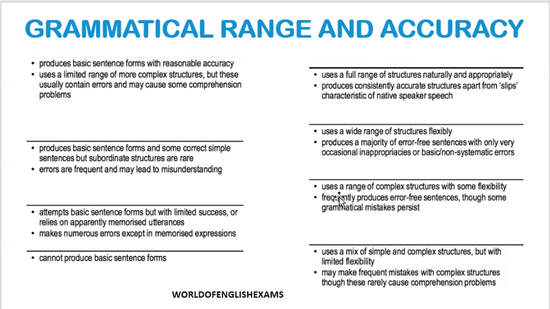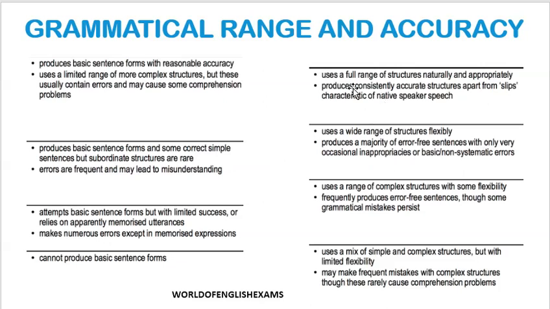Then band 7, range of complex structures, and he or she will produce majority of error free sentences, though some grammatical mistakes are there. So they're not expecting 100% accuracy from you. All they're looking for is your capability of forming and demonstrating your ability to form sentence structures with flexibility and accuracy. Band 8, see, uses a range of structures flexibly. Majority of the sentences are error free with occasional inappropriacies.